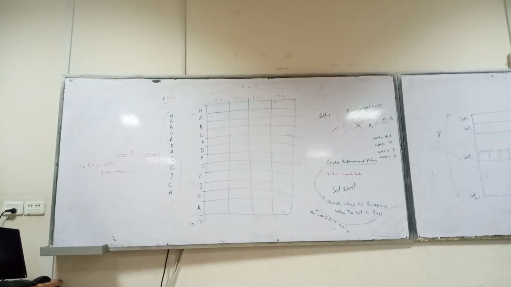And then S minus 1. What about S? S will be set 0 again. So which blocks will be mapped to set 0? Blocks 0, S, 2S, 3S, and so on. And to set I, how many blocks will be mapped? I, S plus I, 2S plus I, 3S plus I, 4S plus I, and so forth.